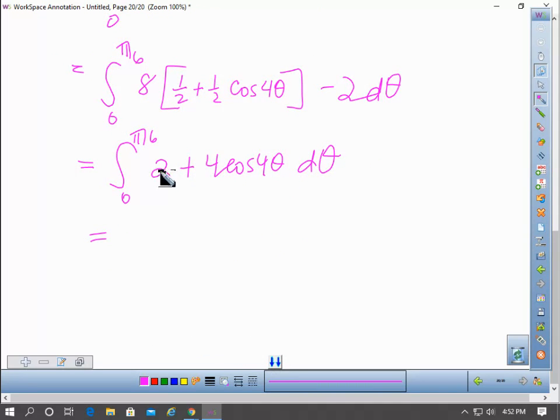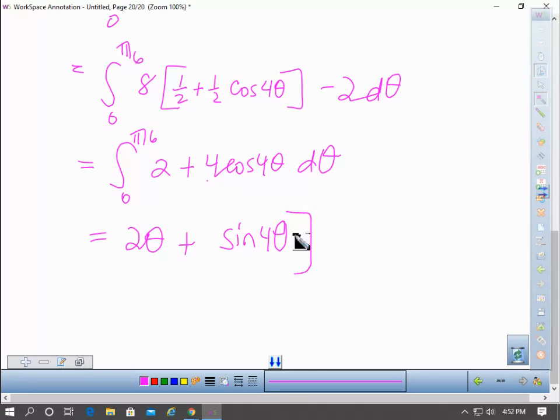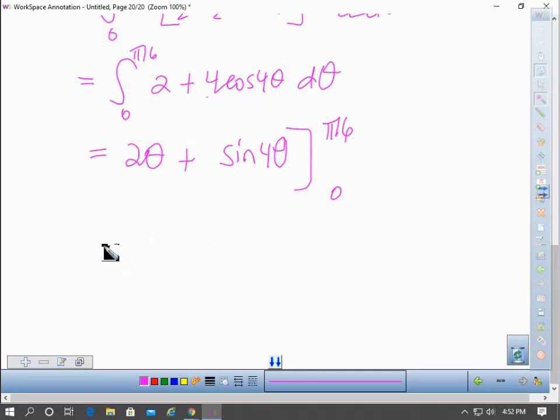The antiderivative of 2 in terms of theta will be 2 theta plus the antiderivative of 4 cosine 4 theta, which is sine 4 theta. And remember, when we take the derivative of this, we're going to end up multiplying by 4. So that's where that 4 is going to come from. So that's my antiderivative, and I'm going from 0 to pi over 6. So this one's not a very hard one.